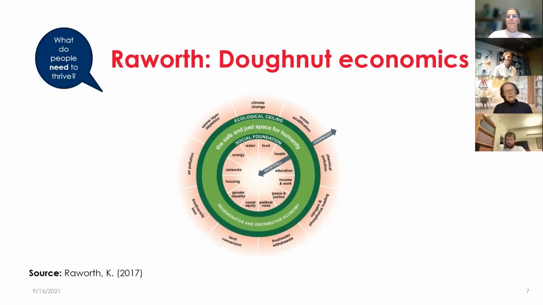So here the focus is on people's needs. What do people need to thrive, or at least not suffer? So these two are examples of approaches to social sustainability where you look directly at people.